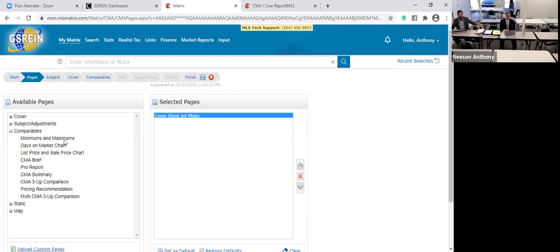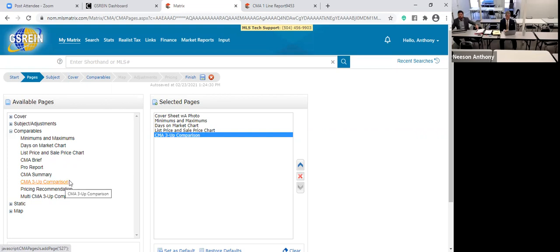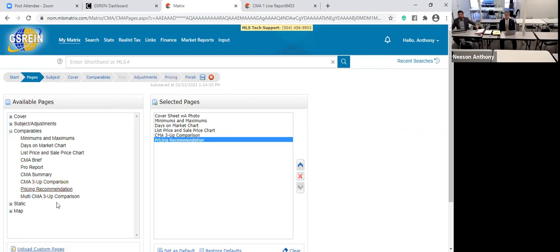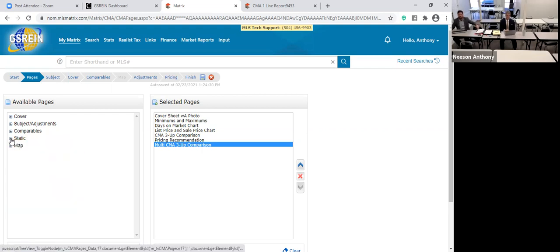Comparables. This is where you're going to get some really cool things that you can start to use. So as you do this to practice the first time, just do every one of them. Like, select every one of these so you can see which ones you like. Well, maybe I want mins and maxes. I want days on the market. I want a list price to sales price chart. I want a 3-up comparison of my CMAs. I want a pricing recommendation, right? And maybe I want this one too, right? So you can see the difference, right? So just select, right? You're going to have to practice to kind of see which ones you like.